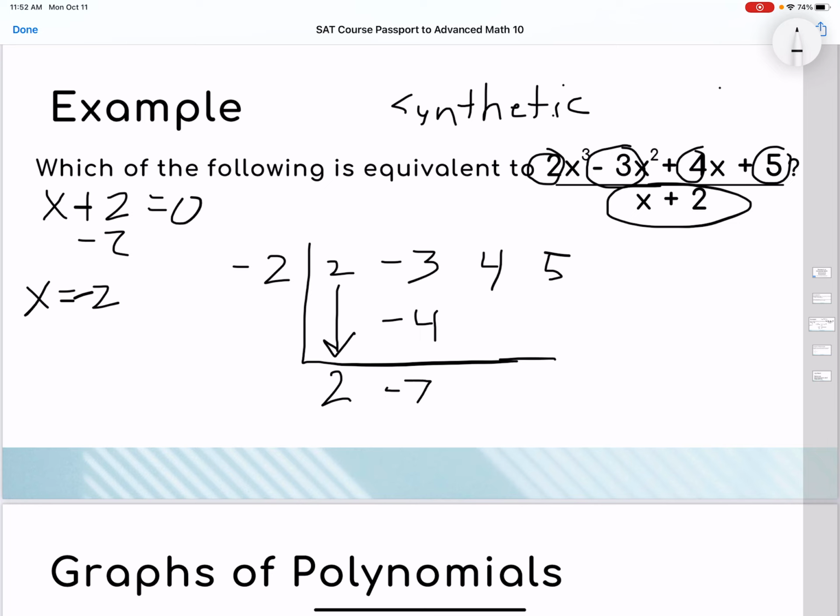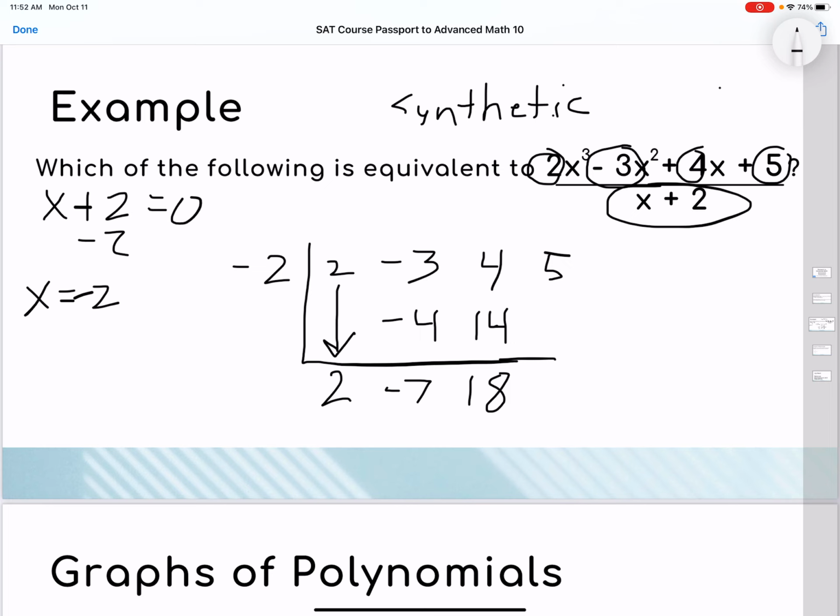Now we do the same thing, that multiplication by the number being divided again. So negative 2 multiplied by the negative 7 will equal a positive 14. That'll be placed under the next coefficient. From there, those two will be combined. 4 plus 14 will be a positive 18.